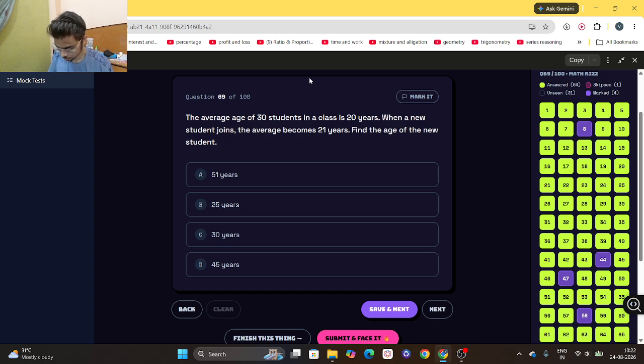The average age of 30 students in a class is 20 years. So the sum from 1 to 30 is equal to 600. When a new student joins, the average becomes 21 years. So the sum of 31 upon 31 is equal to 21. Make it, the sum of 31 is equal to 651, so the new student is 51.